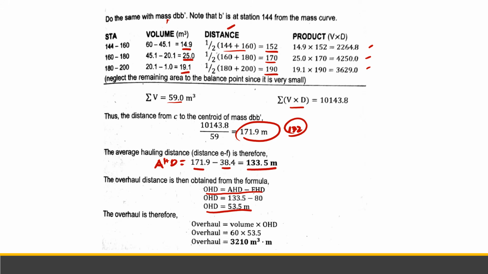So to get the overhaul, we multiply the volume by the overhaul distance. So we have an overhaul of 3,210 cubic meters. So earlier, we had 3,240. So there is a difference of 30 cubic meters. So though the analytical method is complicated, it has a format for the process. And also it is accurate.